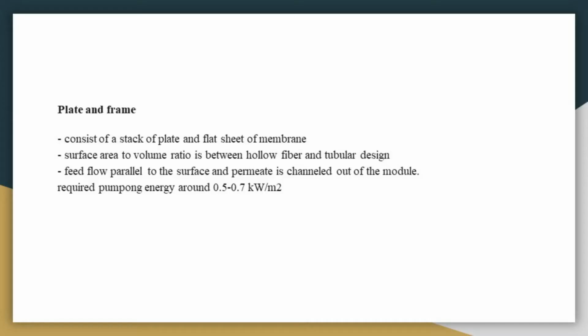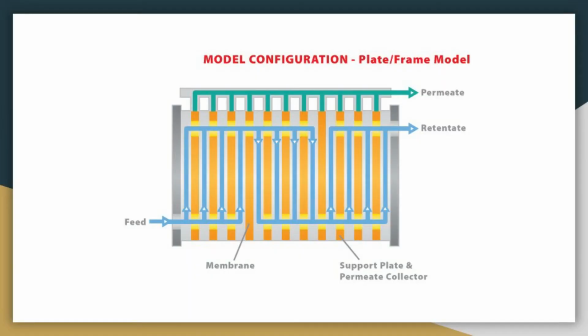Okay, the third one is plate and frame. Plate and frame usually consists of stacks of plates and flat-sheet membranes. The surface area to volume ratio is between the hollow fiber and the tubular design. The plate and frame has a feed flow parallel to the surface, and permeate is channeled out of the module. It requires pumping energy of around 0.5 to 0.7 kilowatts.